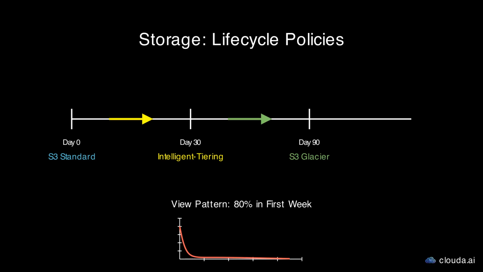This automation is driven by the 80-20 rule. 80% of views happen in the first week. The view pattern follows an exponential decay curve. By automating these transitions based on metrics, we optimize cost without manual intervention. Videos that suddenly go viral can be promoted back to hot storage automatically.